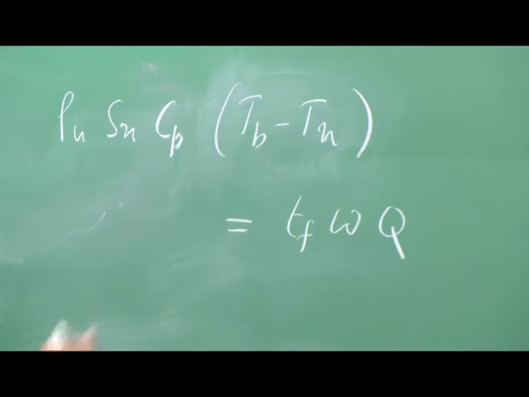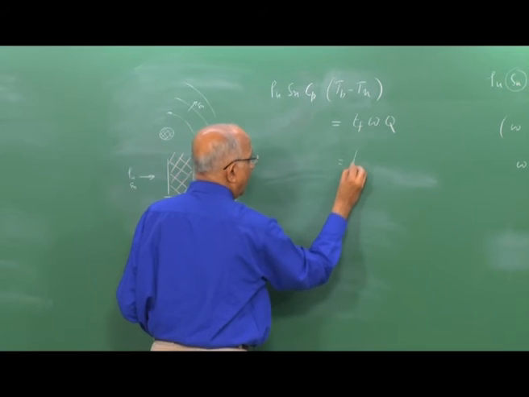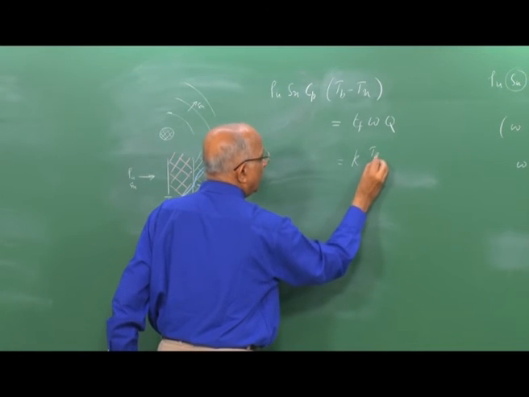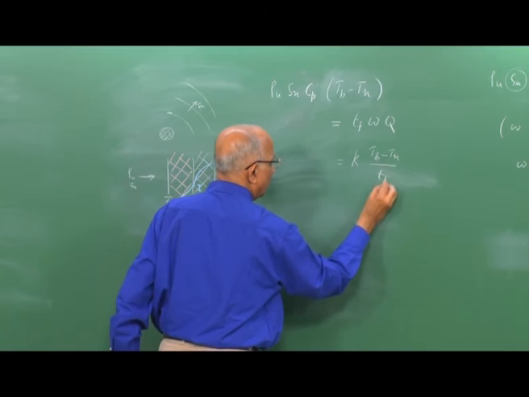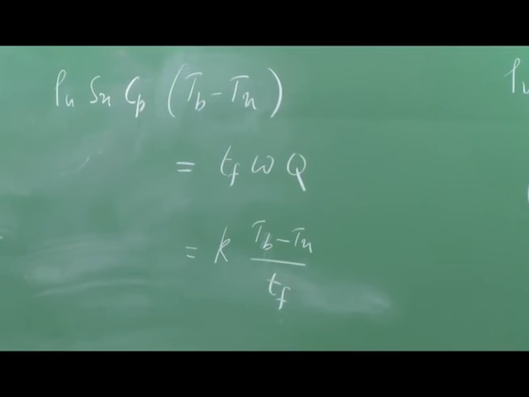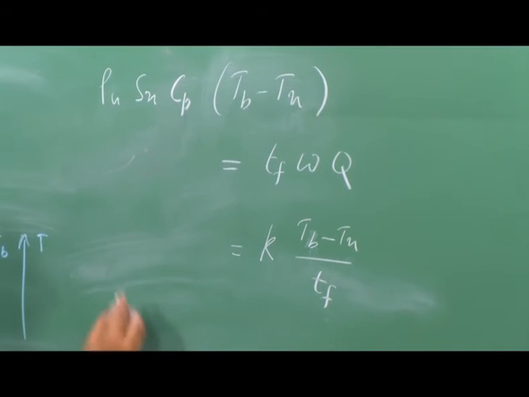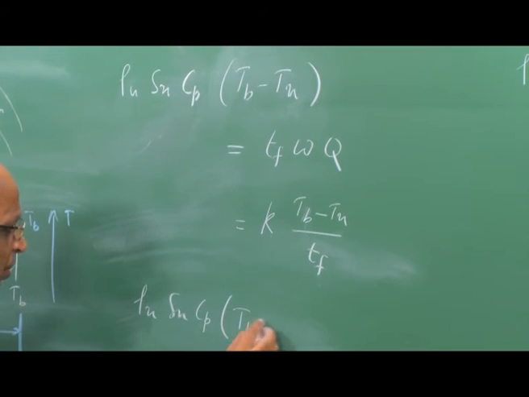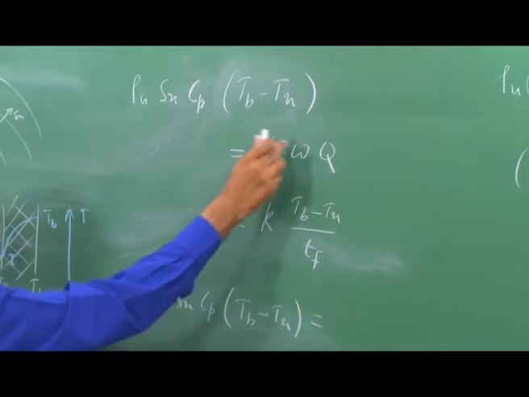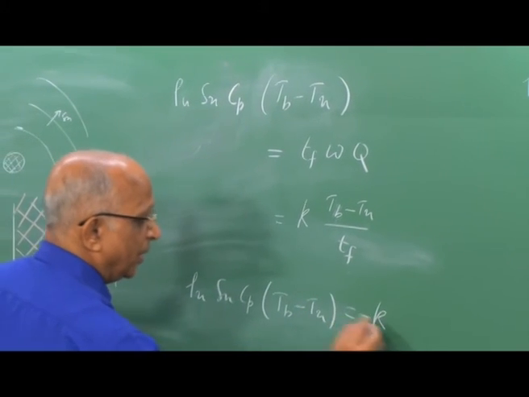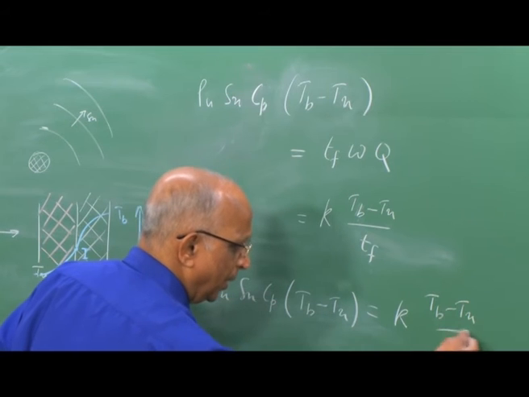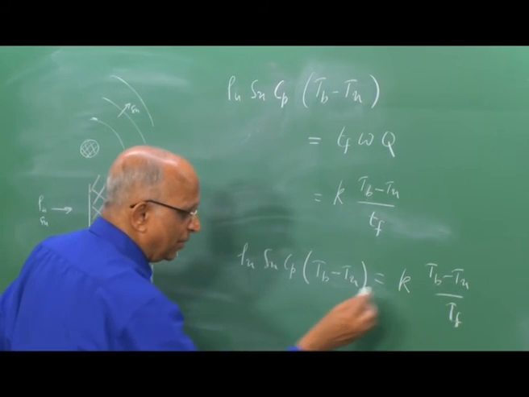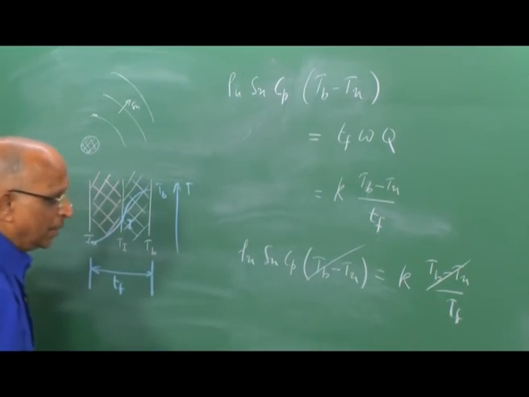But the heat which is generated is also the heat which is conducted away. I can write it as equal to K into, if I assume the gradient to be Tb minus Tu and the thickness of the flame front as Tf, this is equal to Tf. Therefore, I get rho u into Su into Cp into Tb minus Tu as equal to, this is common to this, the thermal conductivity into Tb minus Tu into Tf. On the left hand side I have Tb minus Tu, on the right hand side I have Tb minus Tu. I can knock it off over here.